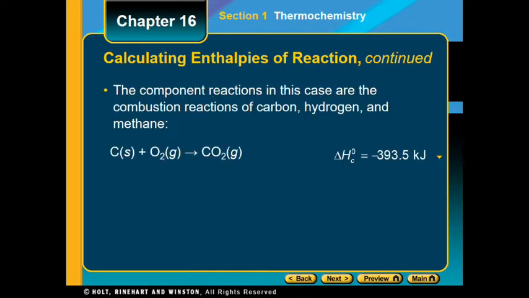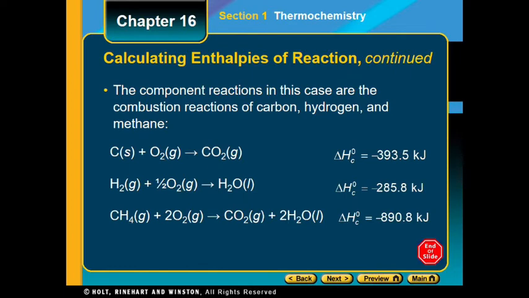In this first one right here, you have carbon that is combusting and breaking down. So there's its delta HC, its enthalpy of combustion, and that value is going to come from table B5. Then you have hydrogen that's reacting. This gives you water. So that is its enthalpy of combustion value from the table. And then you have methane that is also combusting too, and you can see that reaction there.